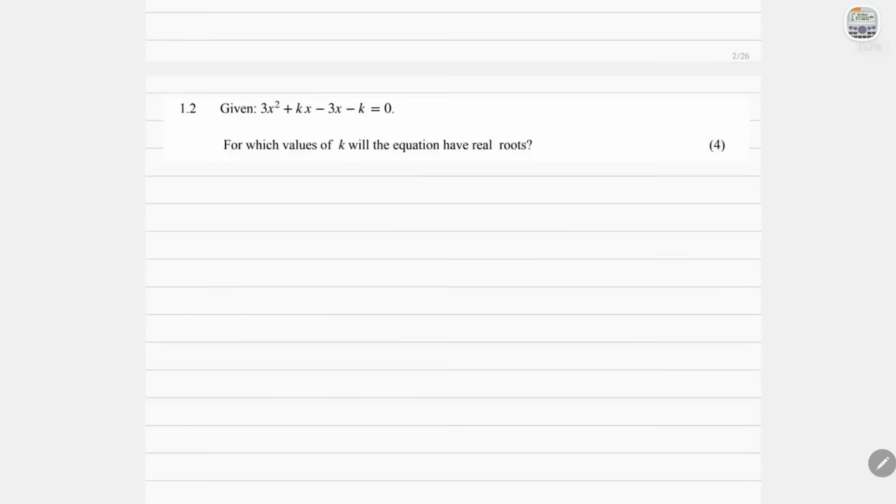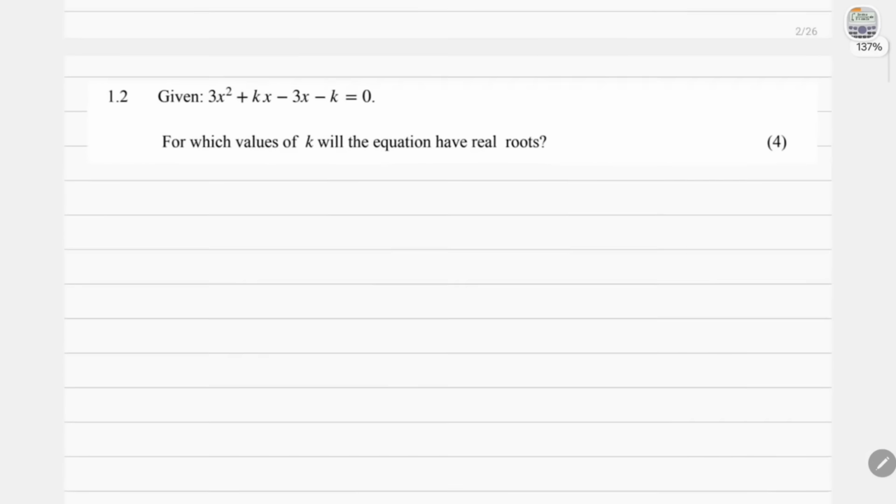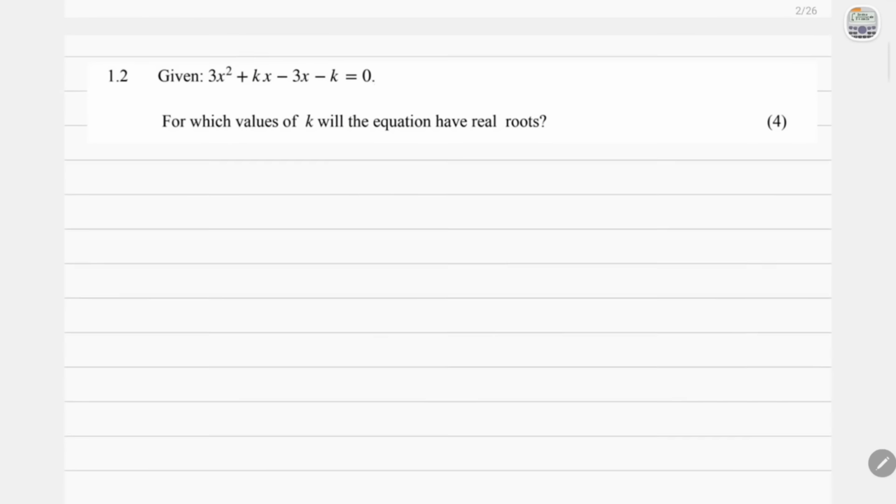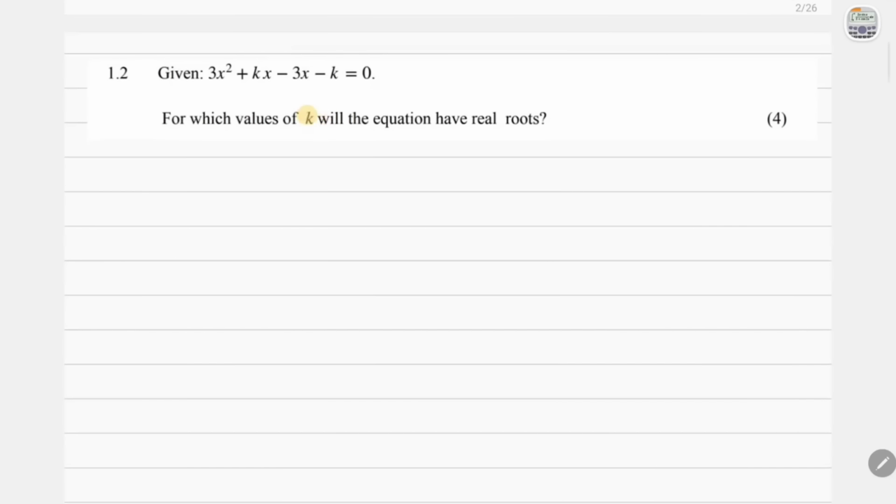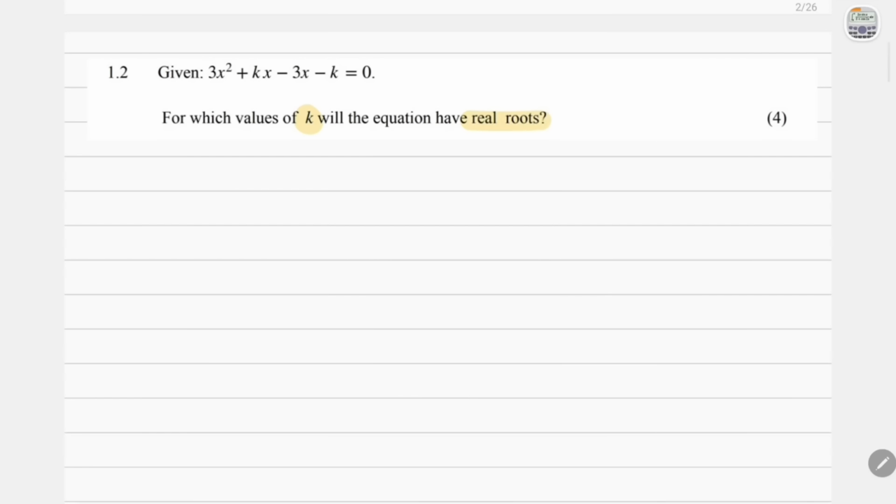Question 1.2 says, given we have 3x squared plus kx minus 3x minus k is equal to 0, for which values of k will the equation have real roots? So just real roots in general. Let's go through what this means. We were given a quadratic equation, and they want us to find the values of k for which this equation has real roots.